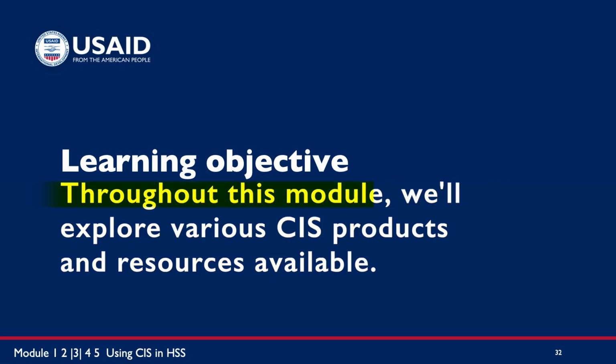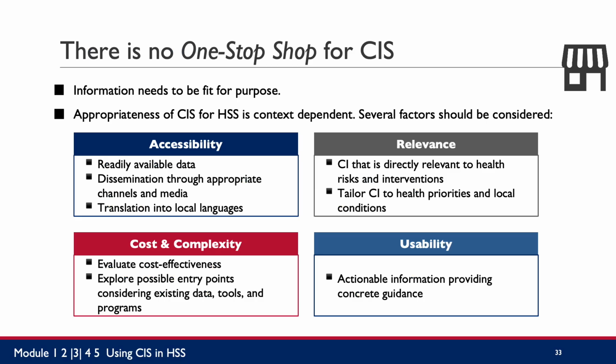Throughout this module, we'll explore various CIS products and resources available. While there are many valuable resources to help us select the right climate information services for strengthening health systems, there is no one-stop shop. Climate challenges and health priorities vary greatly from region to region. The best CIS approach is tailored to your specific needs and operating environment. Let's consider some key factors when choosing CIS tools.